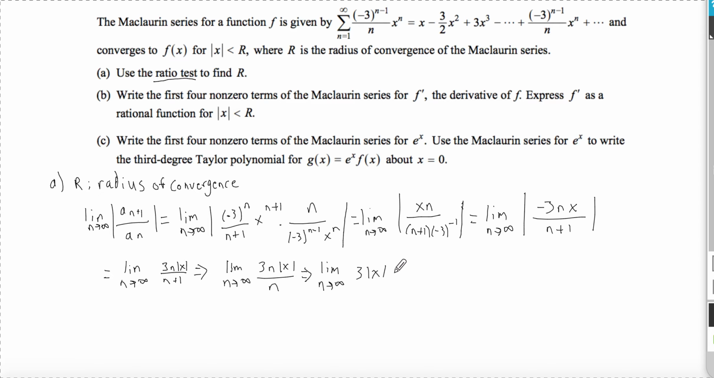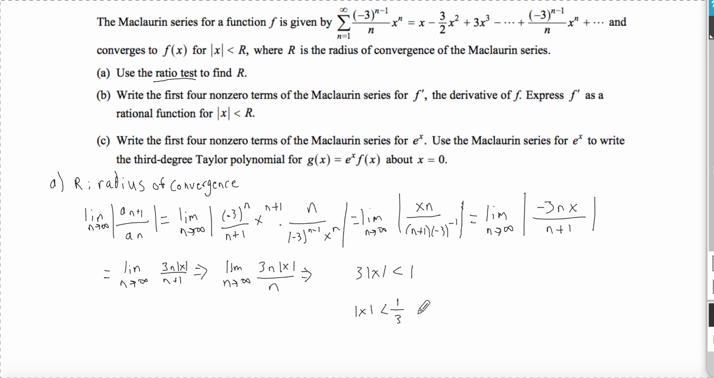And if my ratio test is going to have something converge, I need this limit to be less than 1. So what does that mean? That means the absolute value of x has to be less than... I'm going to divide 3 to the other side. I guess I could actually get rid of that limit now, because as n goes to infinity, the n's divide away and we lost them. So we just have the absolute value of x is less than 1/3, right? Absolute value of x has to be less than 1/3.